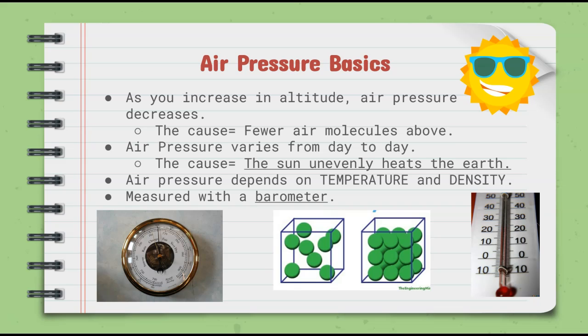Land heats differently than water. Land heats up much more quickly than water, and this causes a differential in Earth's heating on its surface. The third thing, air pressure depends on only two factors, and that would be temperature and density. And finally, air pressure is measured with a barometer, which is a weather instrument.